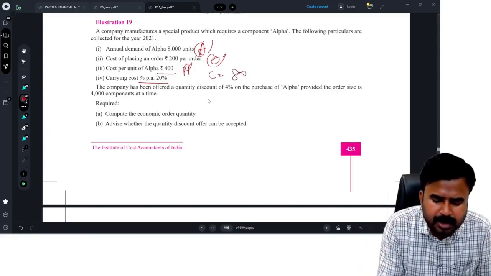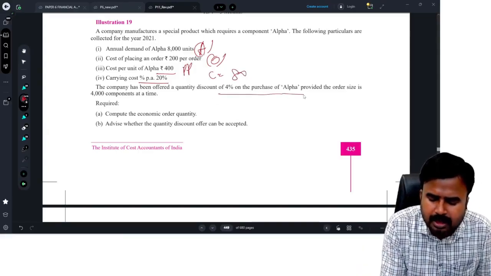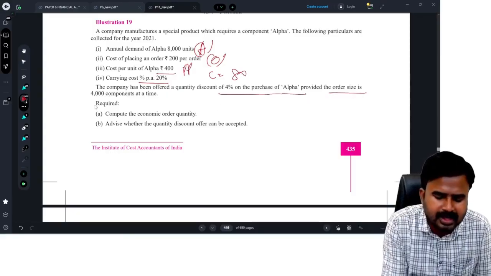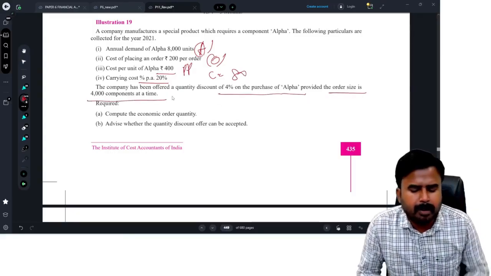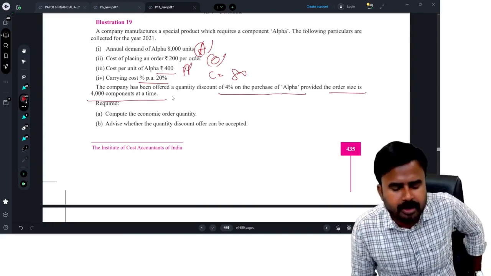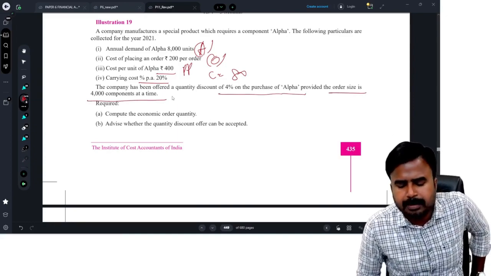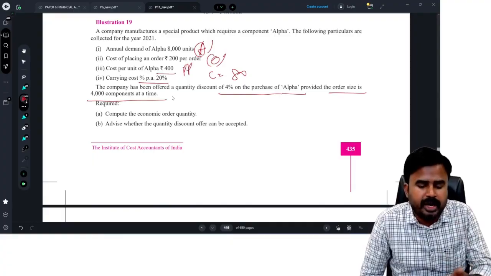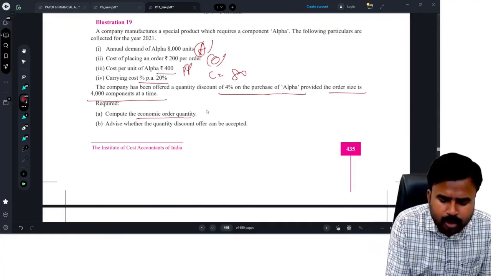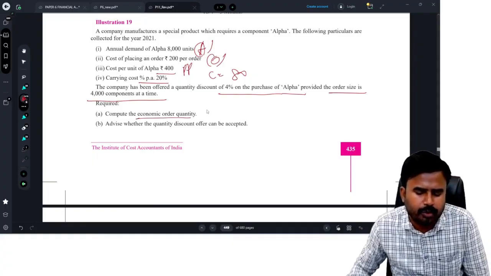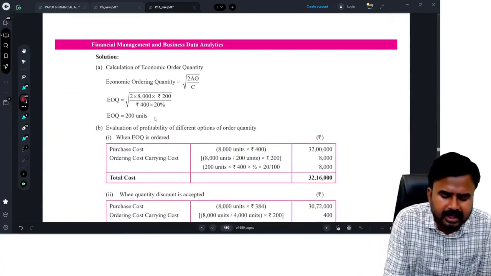The company has been offered a quantity discount of 4% on the purchase of alpha, provided the order size should be 4,000 components at a time. So the company is ready to offer 4% discount on the purchase price of alpha, provided the ordering quantity must be 4,000 components, not the economic ordering quantity. Compute the economic ordering quantity. That's a simple task: square root of 2AO by C. By applying that, they got 200 units.